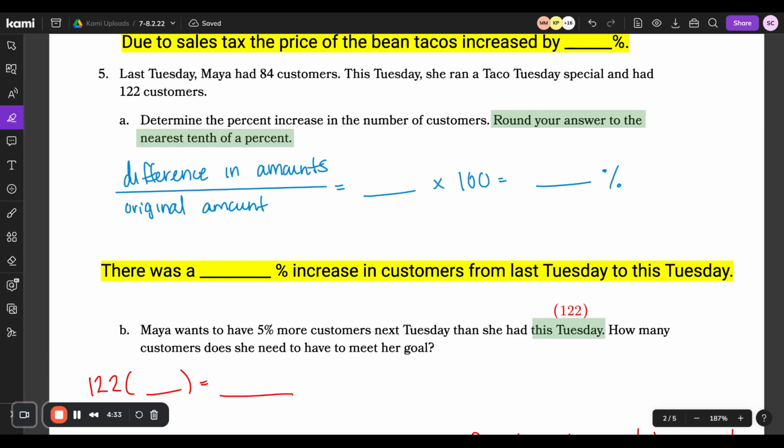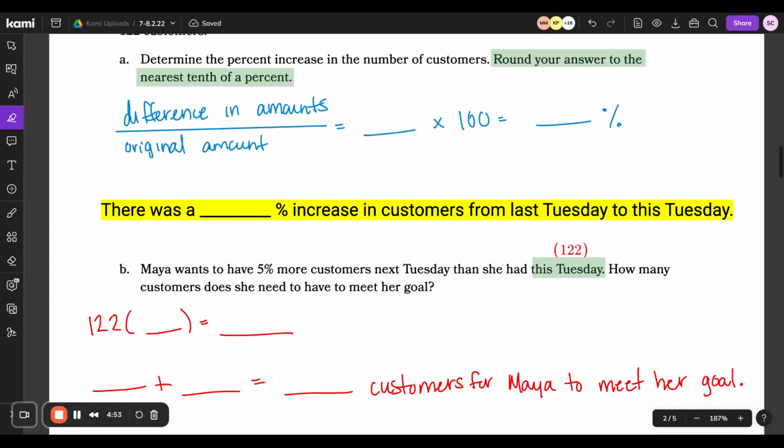For number 5, the exact same thing, your difference in amounts. So you're going to subtract, and your original amount for this one is the amount of customers that Maya had on last Tuesday. So last Tuesday was her original amount of customers, and then the following Tuesday is her new amount of customers. So make sure that for your original amount for number 5 you have 84, answering in a complete sentence for that part.